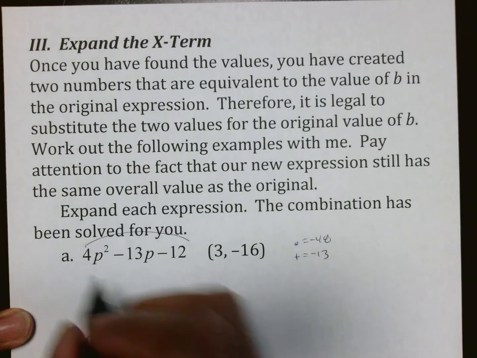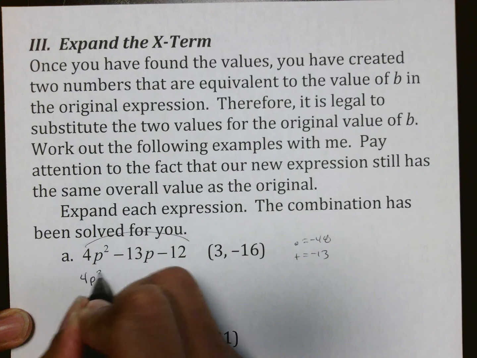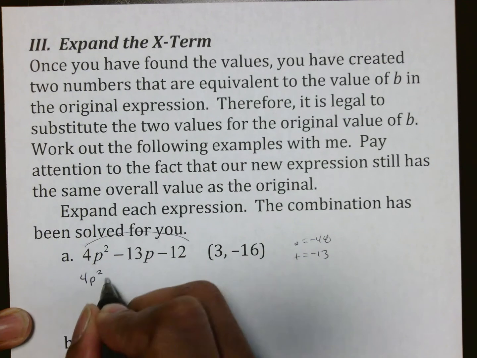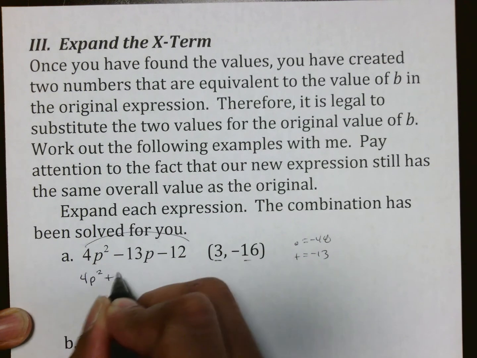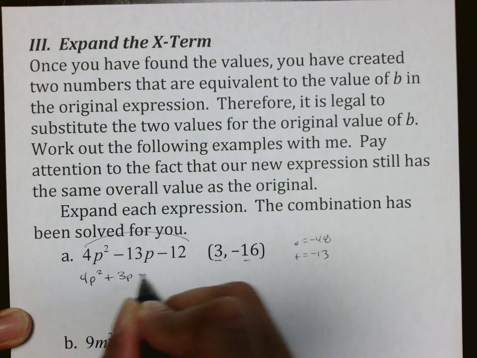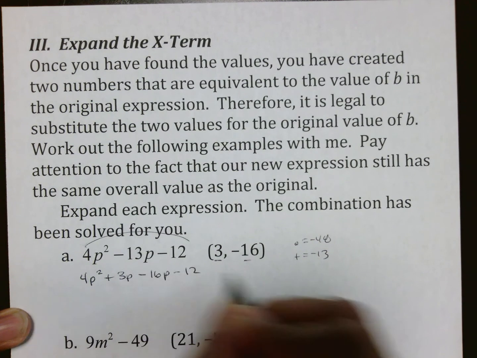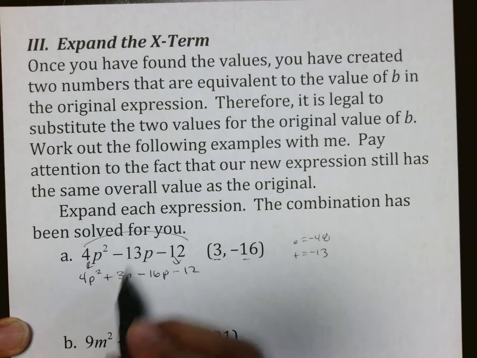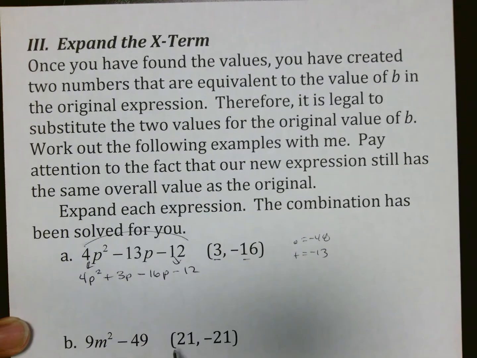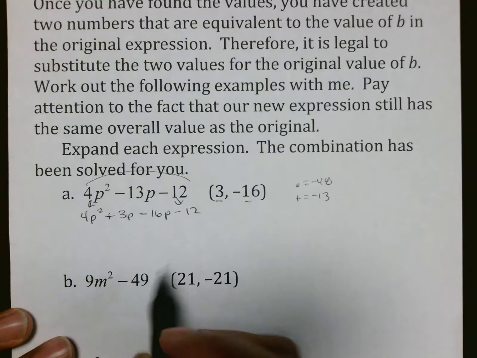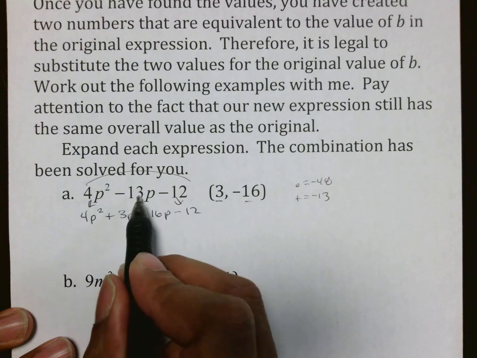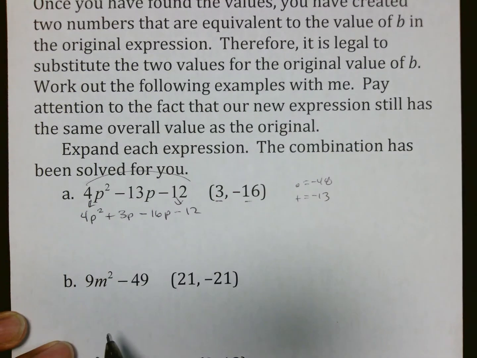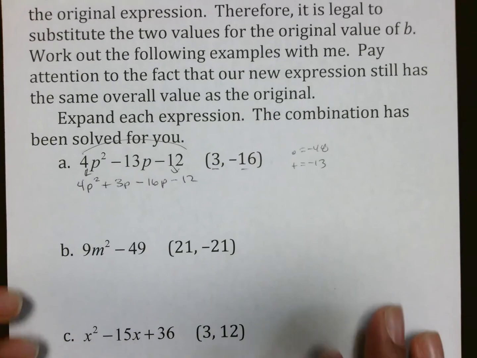So what you do is you simply rewrite the first term, and then take these two numbers plus 3p minus 16p minus 12. Leave the first, leave the third, but you are splitting this into a positive 3 and a negative 16. But again, pay attention to the fact that if I put 3 minus 16 together, it's still negative 13p. So splitting is easy. The hard part is getting the numbers.